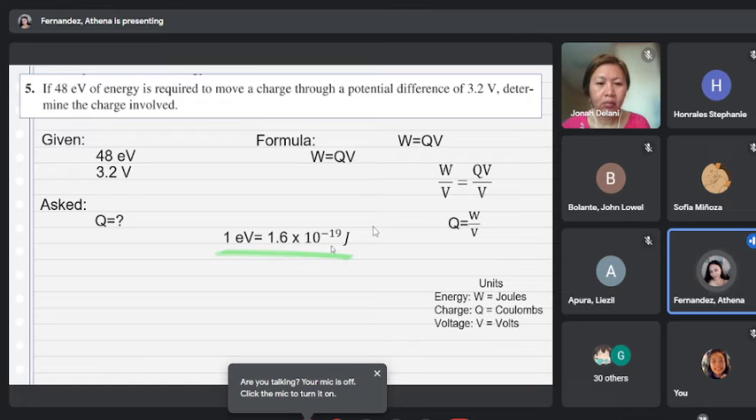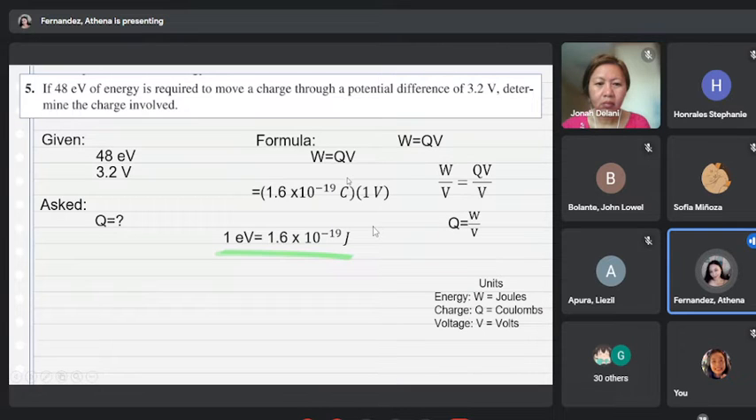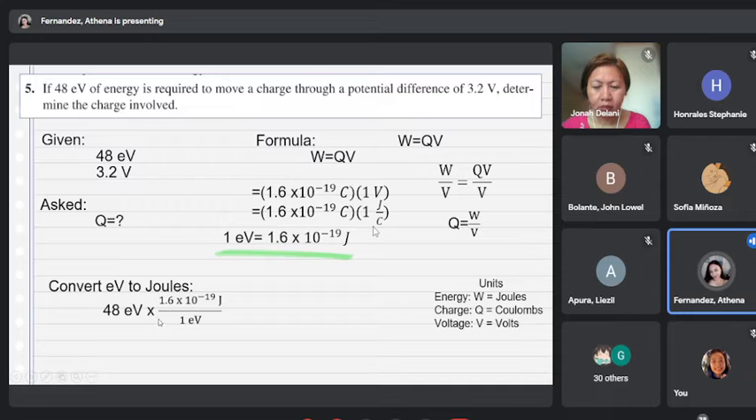So where did this come from? This comes from the equation for energy, in which we substitute the charge of an electron, which is 1.6 times 10 to the negative 19 coulombs, then multiplied by 1 volt. So this 1 volt is equal to 1 joule per coulomb. And in here, it means that the one potential difference means that there is 1 joule of work done per coulomb. So now we're going to convert our 48 electron volts to joules by simply multiplying it with 1.6 times 10 to the negative 19.